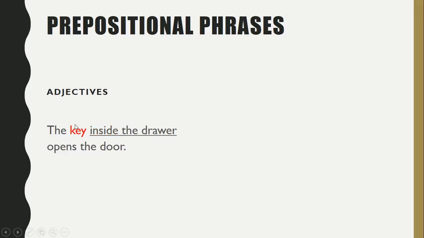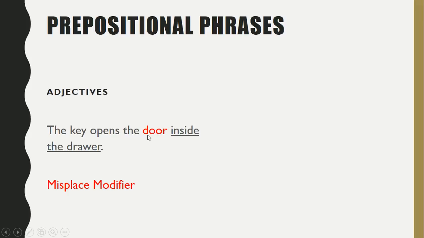Okay, the word modified is key. This whole thing is an adjective. Adjectives describe nouns or pronouns. Key is definitely a noun. This whole thing is an adjective describing key. If we moved it, the key opens the door inside the drawer, we now have a problem because it comes after door and it looks like it's modifying the word door. And that's not right. That makes this a misplaced modifier. That happens every once in a while with prepositional phrases.